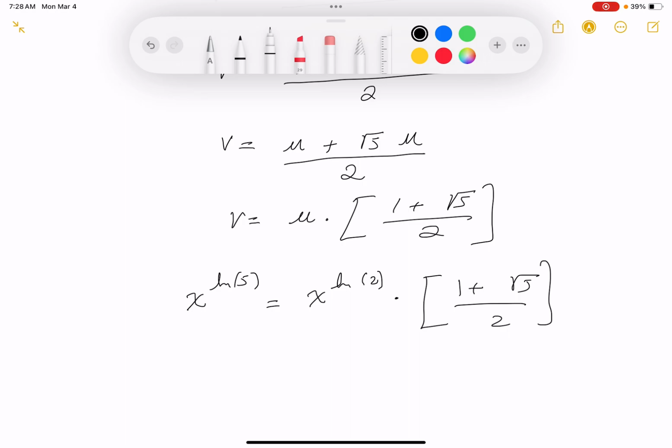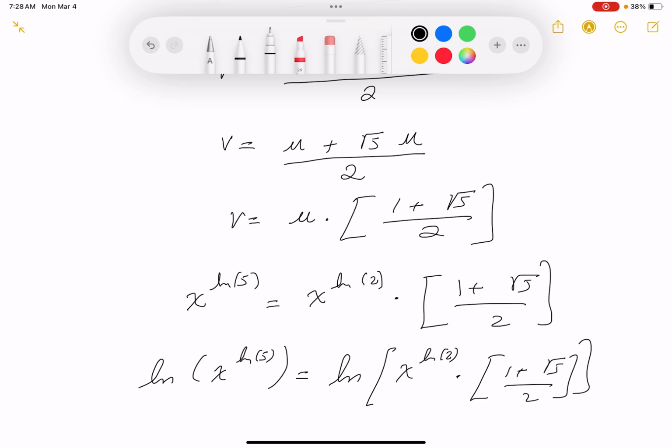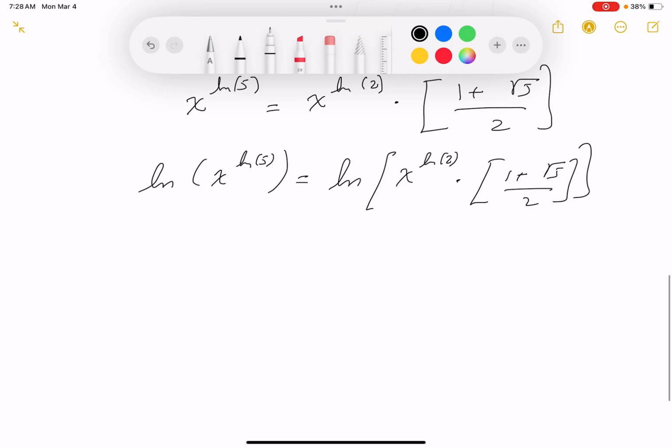What I'm going to do is take log of both sides. So I'm going to take log of both sides, that's natural log, of x to the ln 5, and the natural log of the other side, which is x to the ln 2 times 1 plus root 5 over 2. All right, left side's not that bad. Rules of logs, I get natural log of 5 times the natural log of x. I'm just using rules of logs.